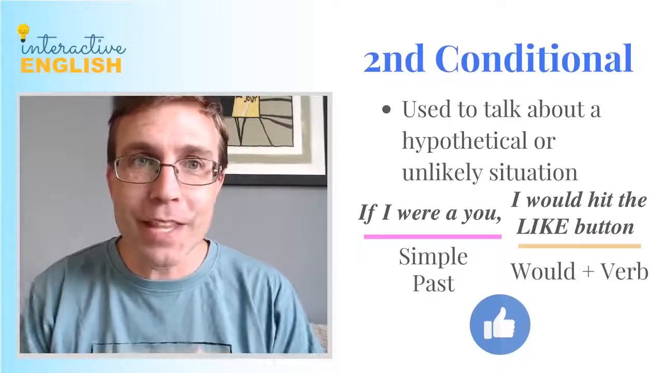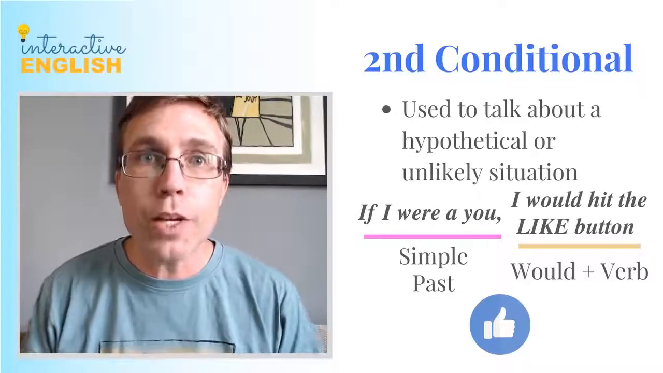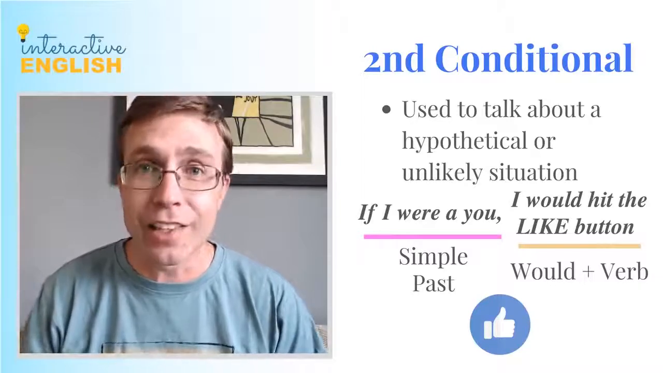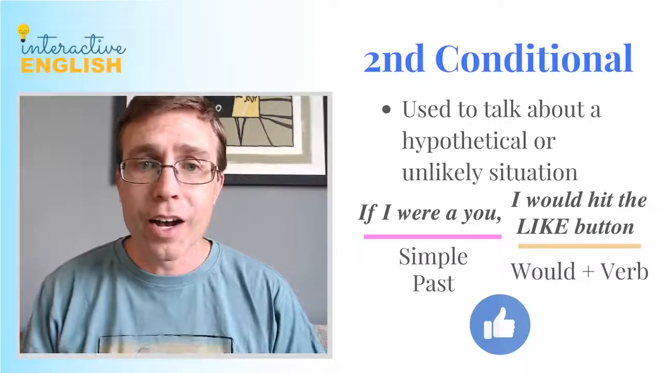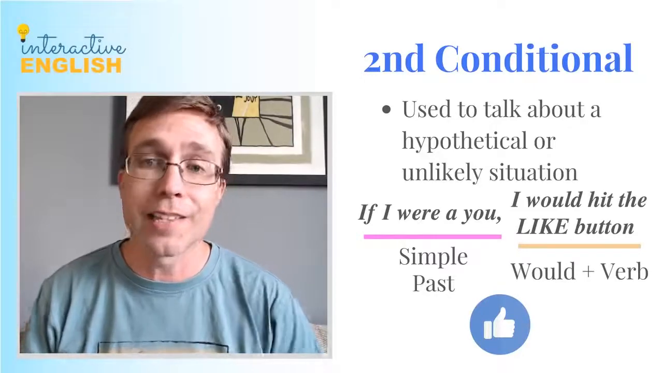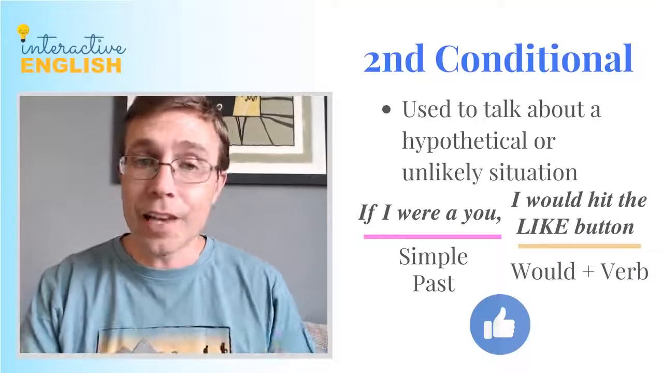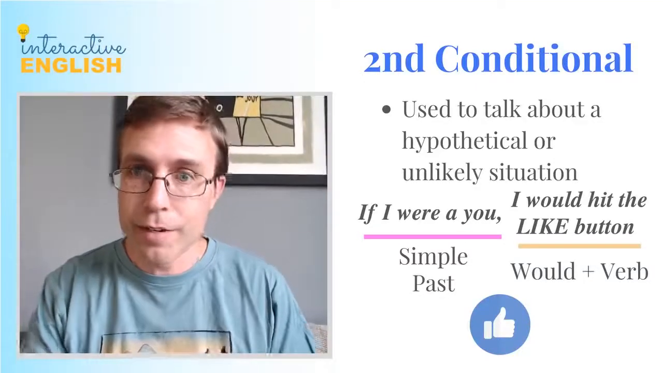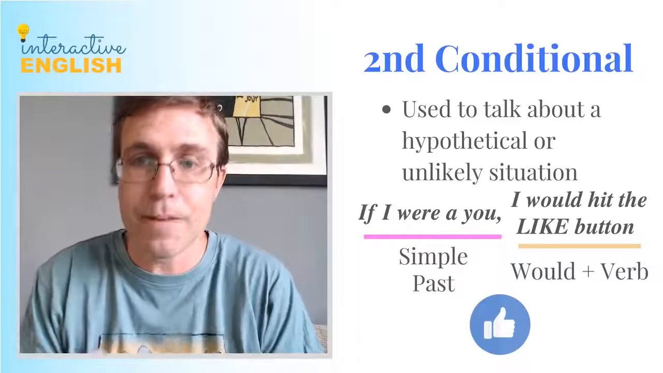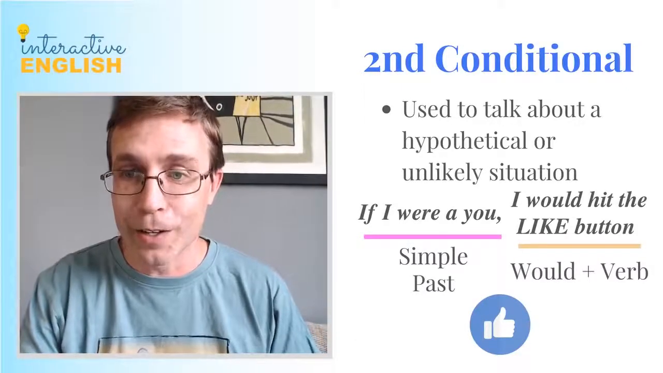Notice also that this is one of the situations, these if statements, when we use the subjunctive in English, because it's not often, all right? If I were, all right? We're using the subjunctive in this case. If I were you, I would hit that like button, okay? It's a hypothetical situation, because, well, I'm not you, okay? I am not you. So this is hypothetical, all right?